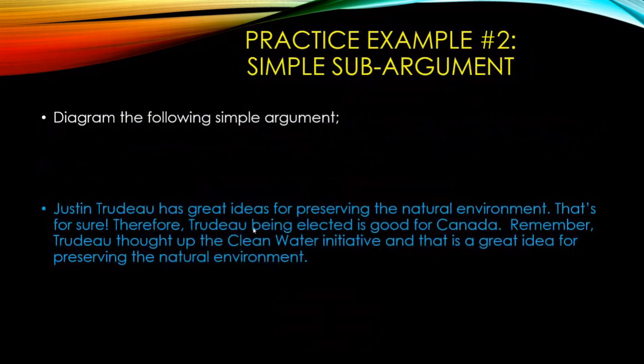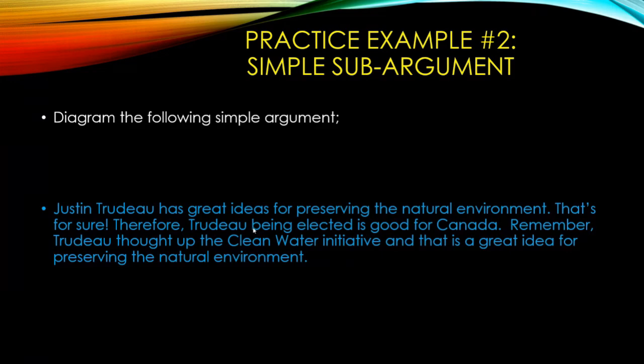Excellent. Let's move on to another example. And this one will involve a sub-argument. Somebody says to you, Justin Trudeau has great ideas for preserving the natural environment. That's for sure. Therefore, Trudeau being elected is good for Canada. Remember, Trudeau thought up the Clean Water Initiative, and that is a great idea for preserving the natural environment.